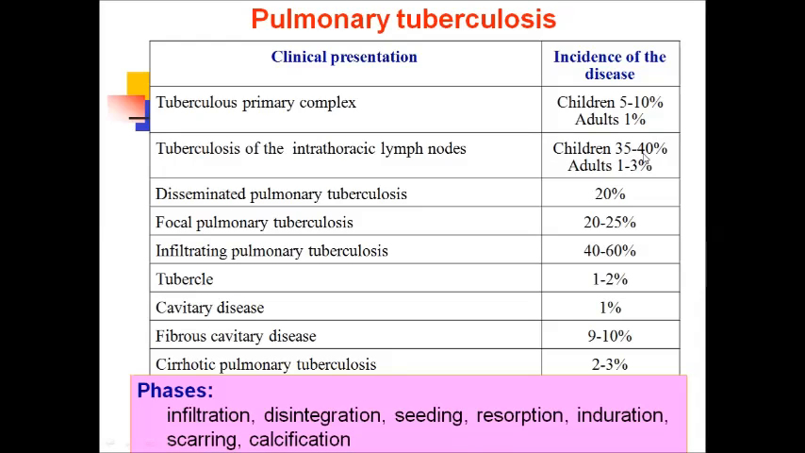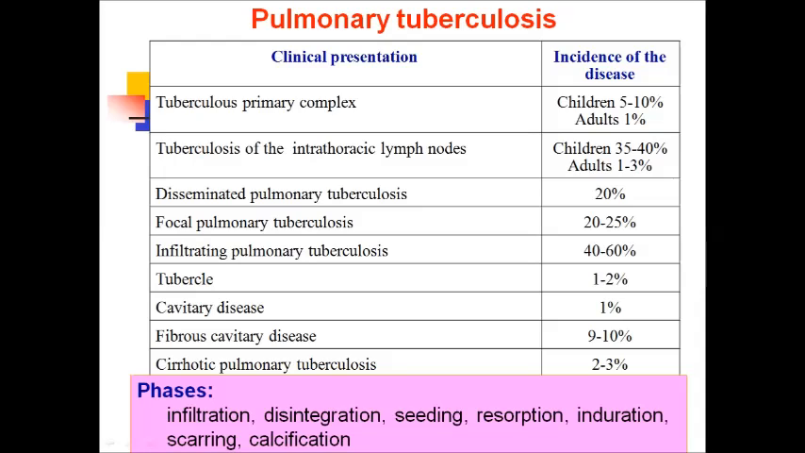About 40% of cases of tuberculosis in childhood are tuberculous lymphadenitis, and about 60% of adult tuberculosis are different infiltrating forms. The rest, with development of cavities, fibrosis, cirrhosis, forms of tuberculosis, are much more rare.